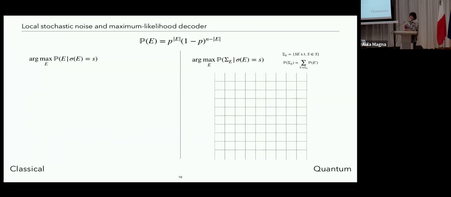Because let's suppose we take the easiest noise model we can think of. We're going to say that each bit or qubit is flipped with probability p, and is not flipped with probability 1 minus p. In this noise model, the probability of the error E, where this is the support of E and this is the cardinality, is given by this equation. So with some probability I flip a bit, and with some other probability I do nothing.